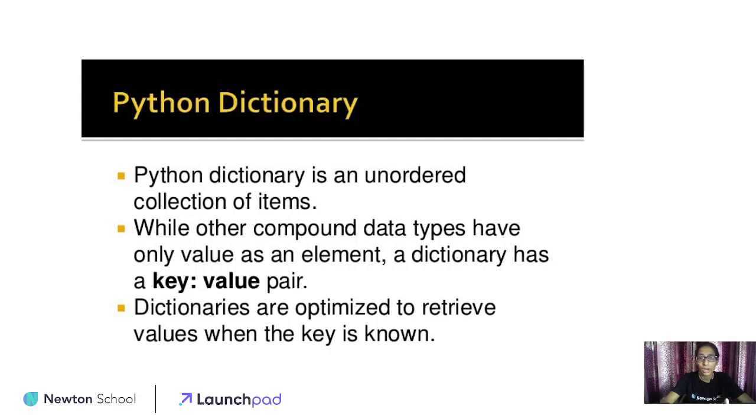There are two things to place in the curly brackets: a key and a value. Key and value are both stored unordered. Each element is a compound data type that has a key-value pair. Dictionaries are optimized to retrieve values when the key is known.